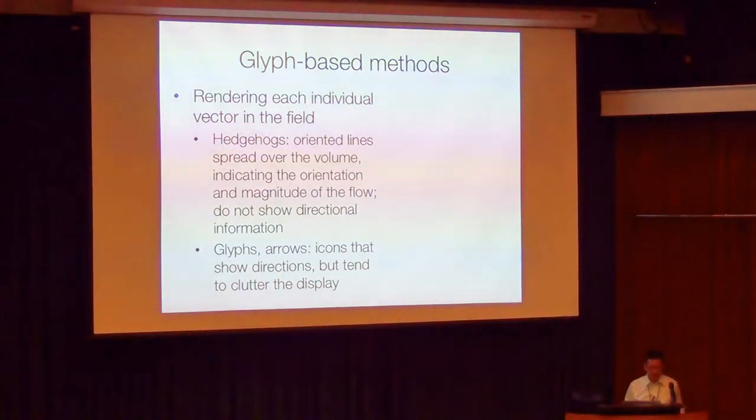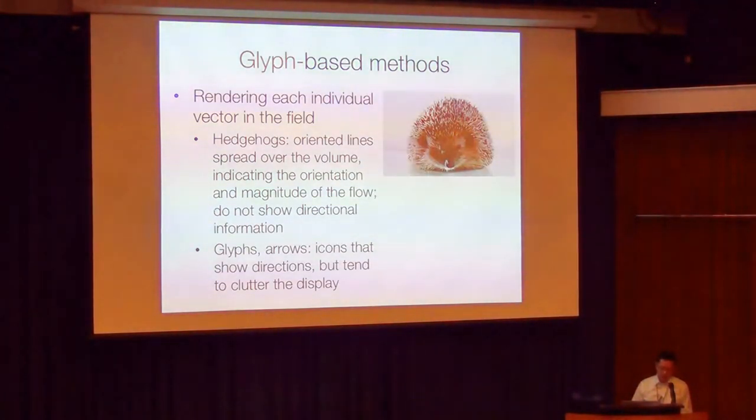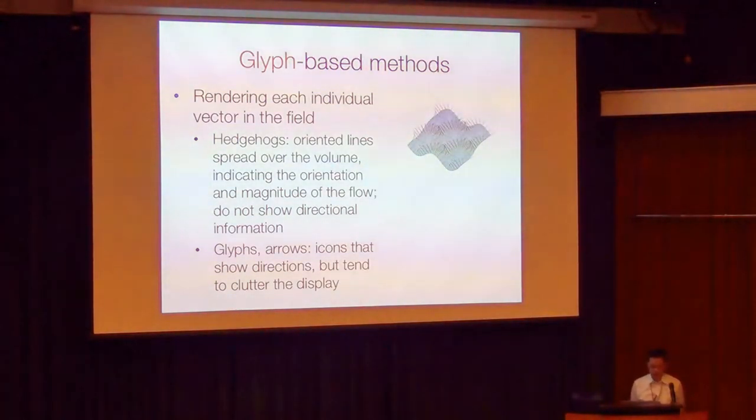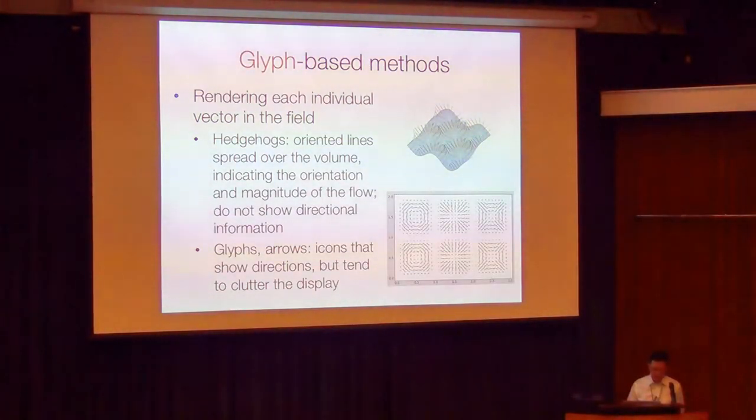There are basically a few techniques that can be used to analyze or display the flow information. The first one is called the grid-based method. This basically renders each individual vector in the field, just like a hedgehog, so you show orientation lines spreading over the volume, indicating orientation and magnitudes. The other is to use a glyph, using arrow icons showing the directions. But you lose the continuity information.